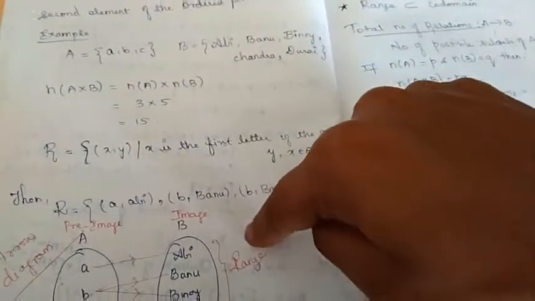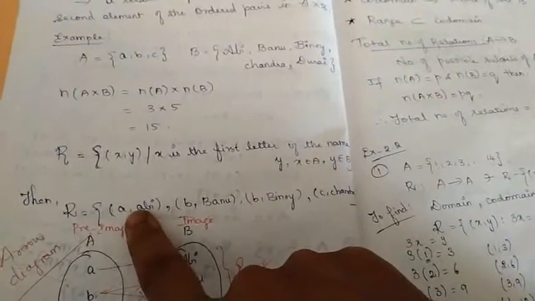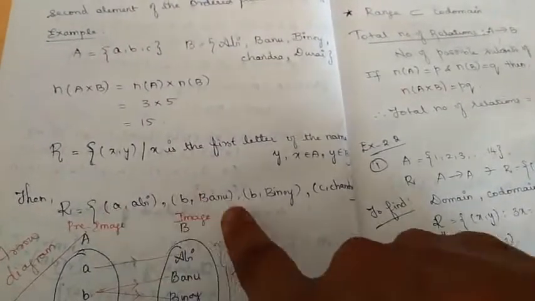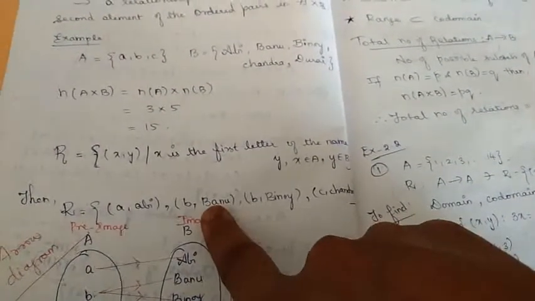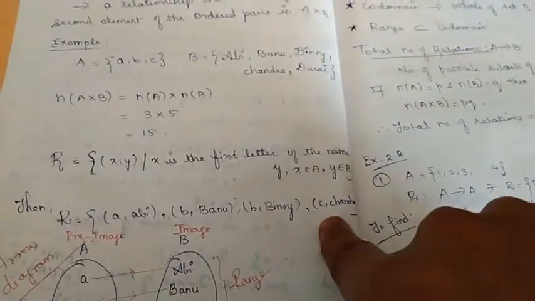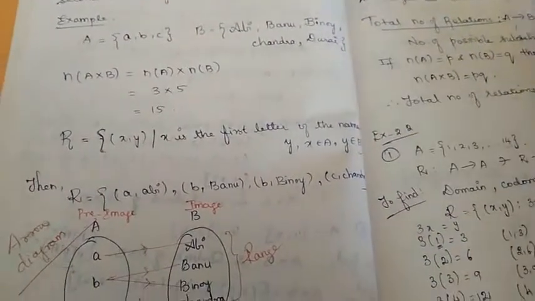But the relation here defined is x comma y, where x is the first letter of the name y. If that is the case, then what are all the possibilities? A comma Abhi is possible because A is the first letter of Abhi. So that is the first element. Then B comma Banu is possible because the first letter of Banu is B. B comma Binay is also possible. C comma Chandra. The remaining things are not possible. So under this relation, only these 4 elements can be available, right?